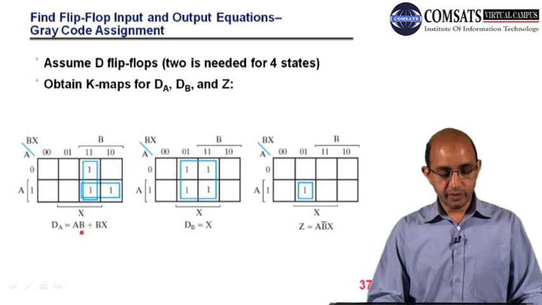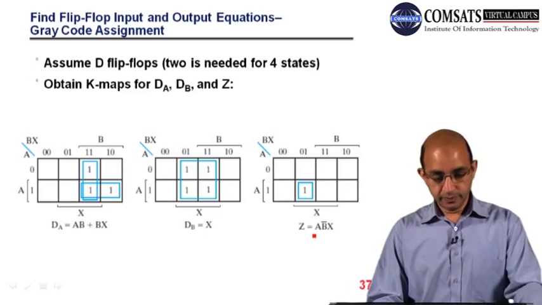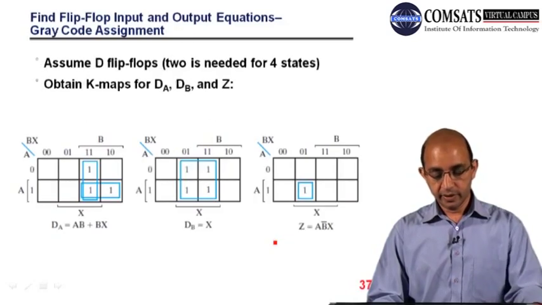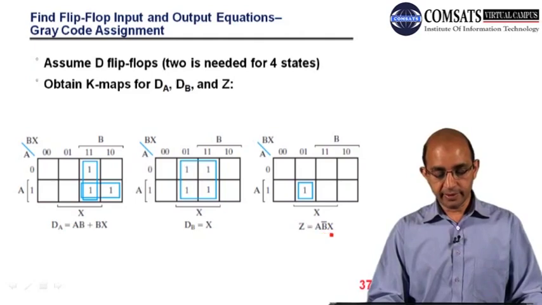As a result of this pair, we have AB. For DB, you can see we have a square, so we have X. For Z, we have only one, so we have A B bar X. This is the only one, A B bar X.